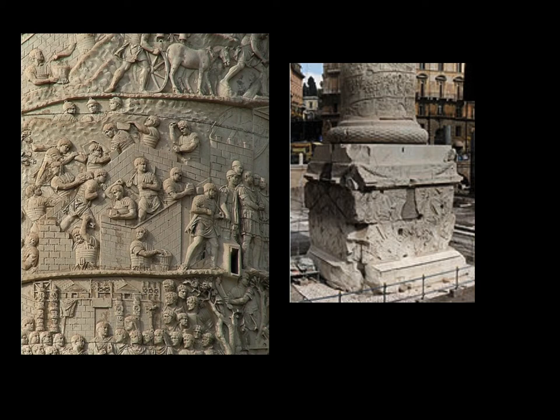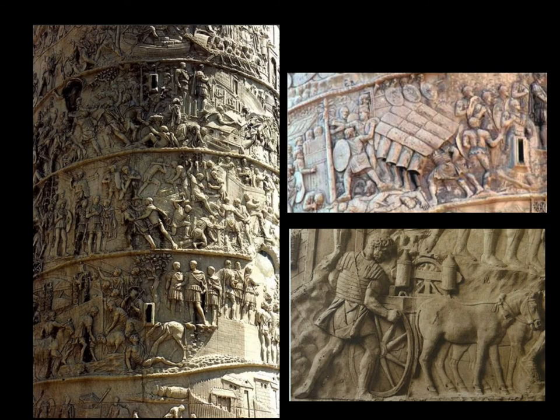The spiral frieze of Trajan's column tells the story of the Dacian Wars in 150 episodes. The reliefs depict all aspects of the campaigns, from battles to sacrifices to roads and fort construction. Here's one more detail view.